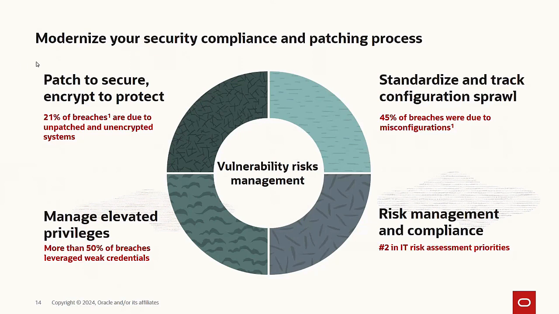Second, standardize on configurations to reduce sprawl and vulnerabilities. 45% of breaches are due to misconfiguration. Risk management and auditing for compliance makes the third part. And lastly, we have strict management of elevated privileges with strong credentials. Over here, we have seen 50% or more breaches are due to weak credentials.